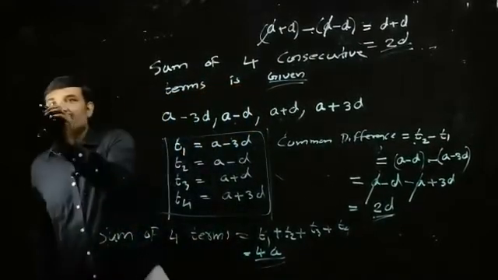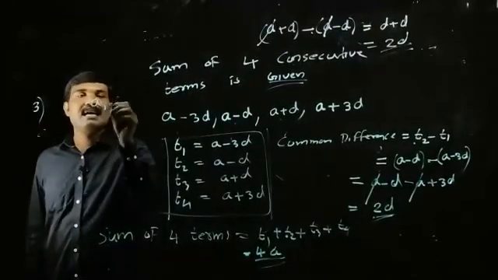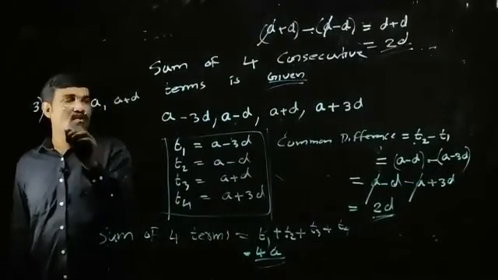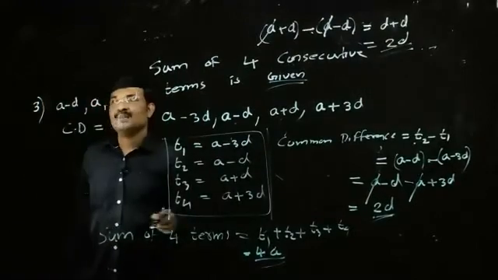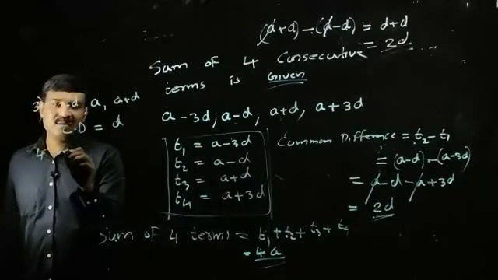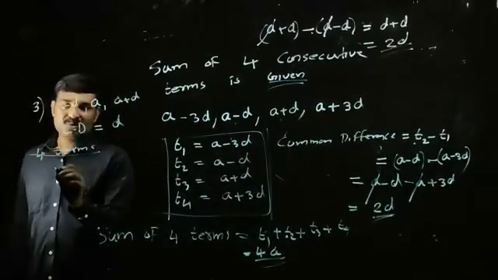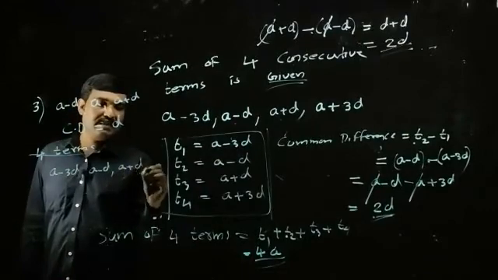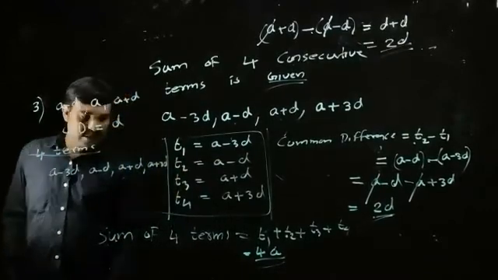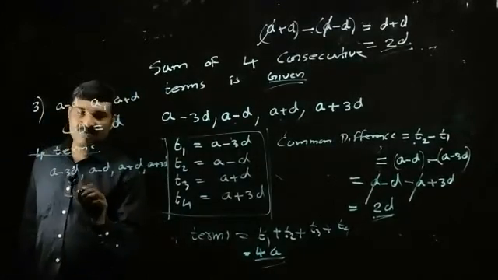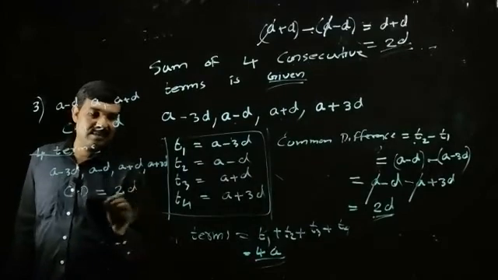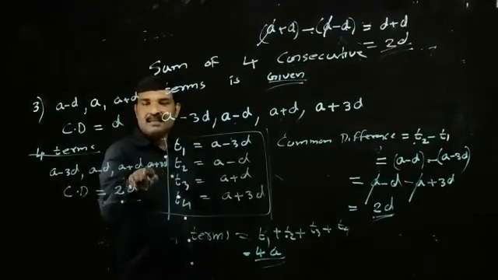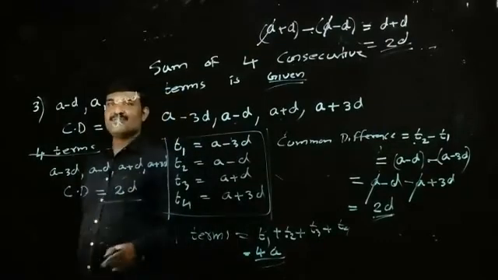If an odd number of terms is given, for example the sum of three terms, we choose the numbers as A, A plus D, and A minus D. Here the common difference is D, right? If the sum of four terms is given, then our choice will be A minus 3D, A minus D, A plus D, A plus 3D. Here the common difference is 2 times D. T2 minus T1 gives 2D, T3 minus T2 again 2D, T4 minus T3 again 2D. So in this choice, the common difference becomes 2D.